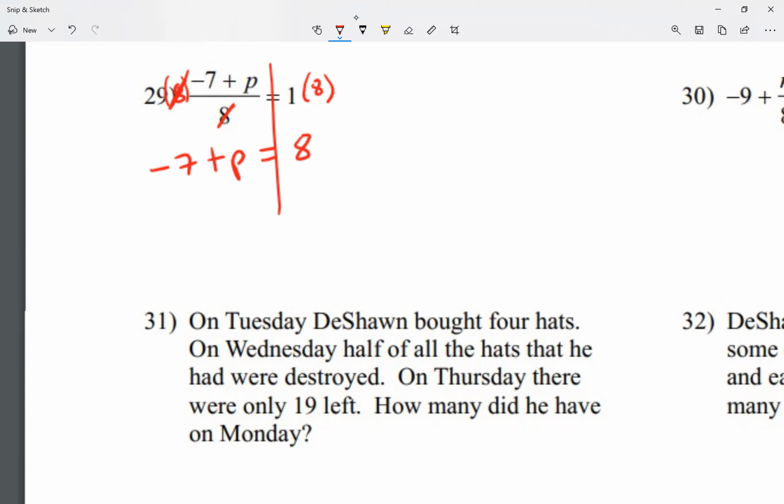Again, that's my plan. I want the p by itself. So this -7, let me move it over as a +7. So I get that p is equal to 15.